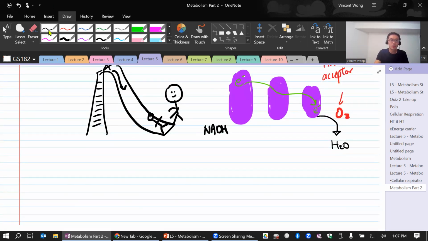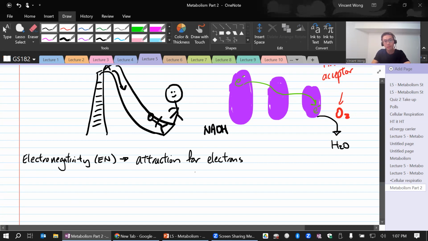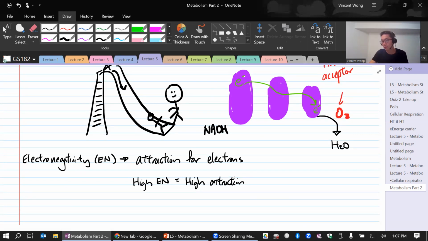Now there's another concept that you should know, something called electronegativity, or EN. Electronegativity is basically the attraction for electrons. High EN means high attraction. If something has high electronegativity, it means it absolutely loves electrons.